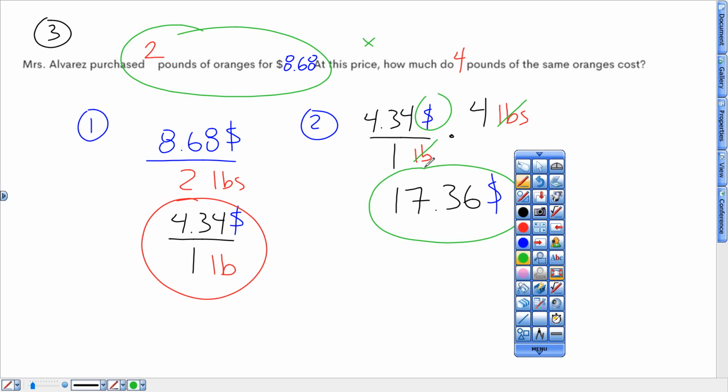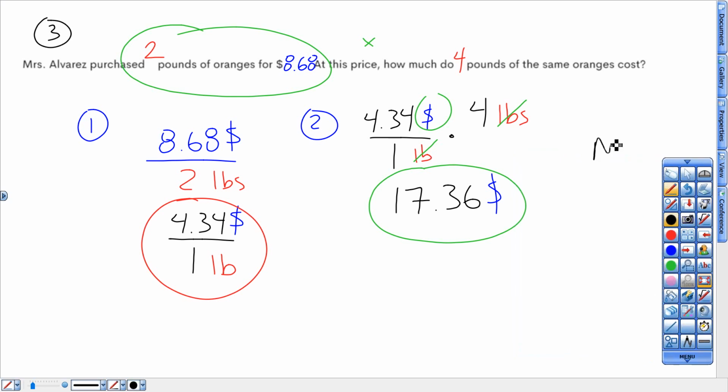Don't show this. This is a no. Don't do this. Don't show $17.36 for 4 pounds. Don't show that number down here. Again, please don't do that.